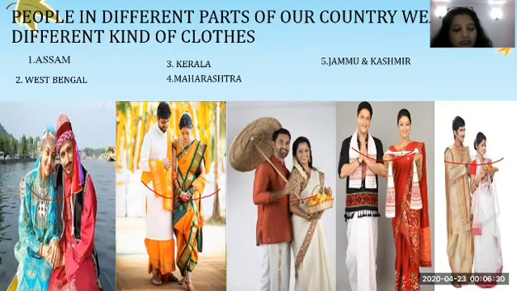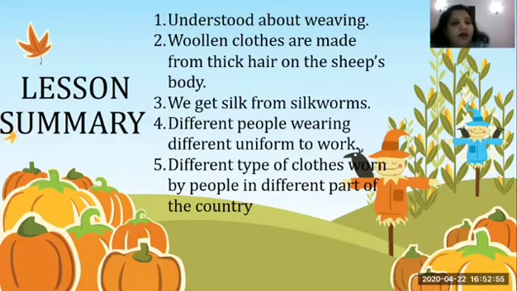So you can clearly know that the people of different parts of India wear different kinds of cloth, and it is quite helpful to identify the states which they belong to. I hope all of you understood about the different types of clothes worn in our country. Let's have a quick review of what we have learned today. We understood about weaving. Woolen clothes are made from thick hair on a sheep's body.